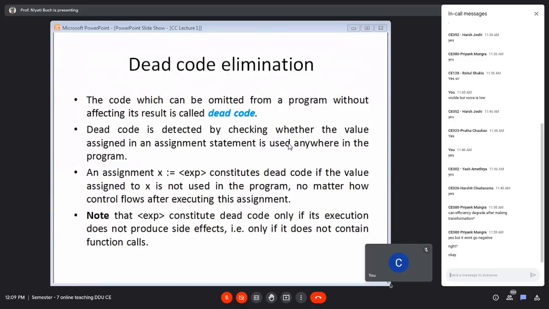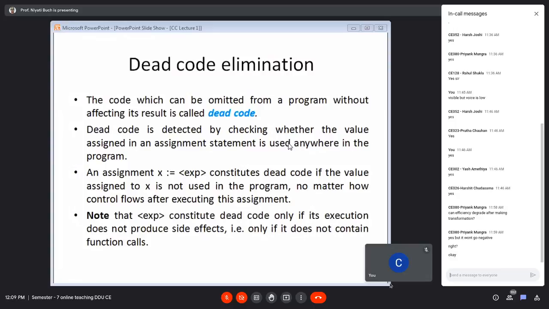Now, what is dead code? The code which can be omitted from a program without affecting its result is known as dead code. So how do you identify what code is dead code? Dead code is detected by checking whether a value assigned in an assignment statement is used anywhere else in the program. So you have made an assignment, but if we are not using that value anywhere, then that assignment is dead code.